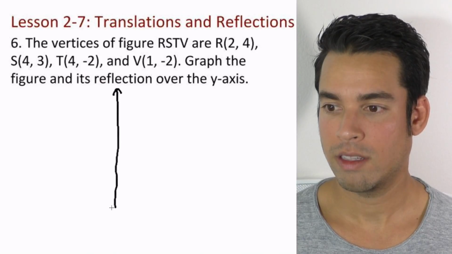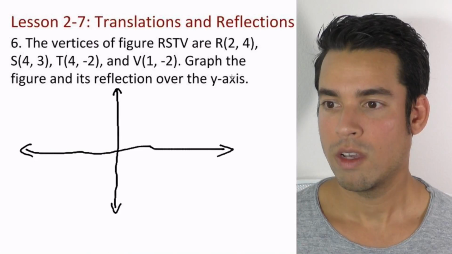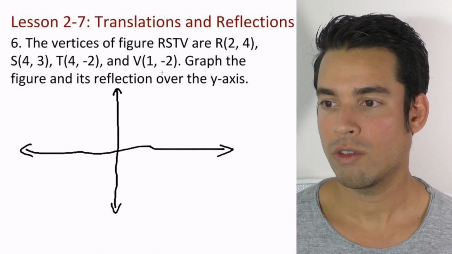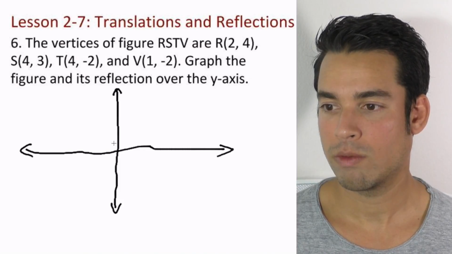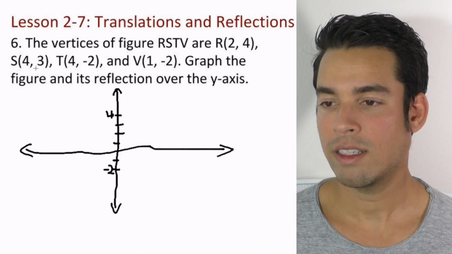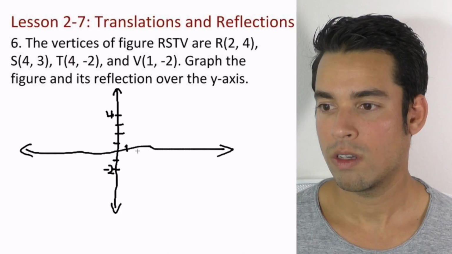Draw out a graph like this. Doesn't have to be pretty. The highest it goes is 4, and the lowest it goes is -2 on the y-axis, so we've got plenty of room. So 1, 2, 3, 4. Let's say this is 4, and go 1 and -2 down here. And then for the x-axis, we go to 4 and 1. It's all positive, so 1, 2, 3, 4.